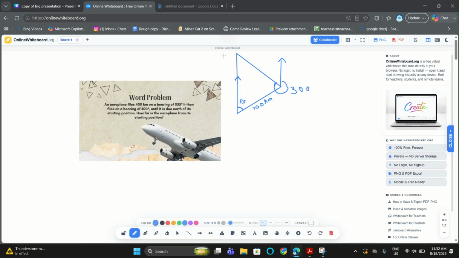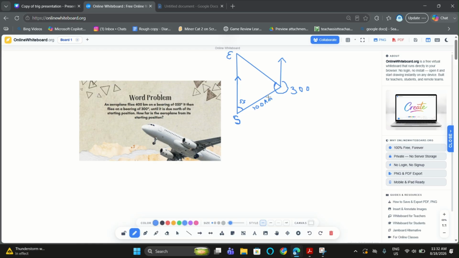So how far is the airplane from its starting position? So where did the airplane start? It started right here, right? Because it went 55. So this is our starting point. Let's label it S. And this is our ending point. Let's label it E. So we have to find this line.